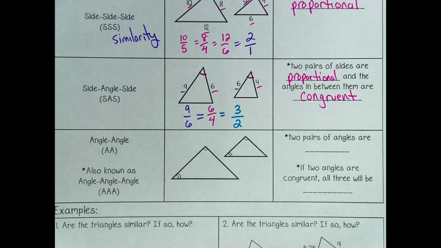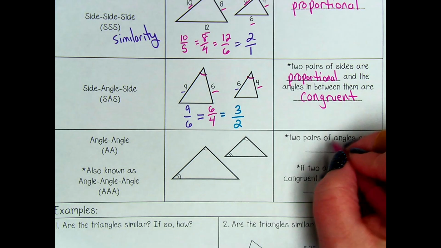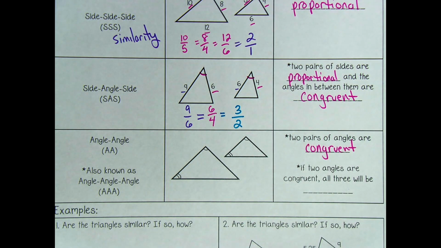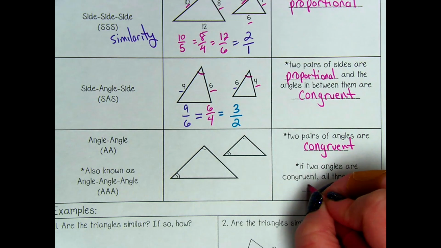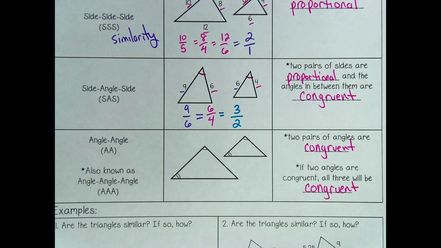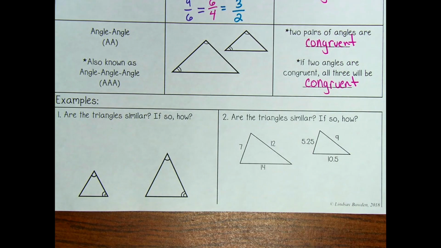And lastly, one that we didn't use for congruence is angle angle. Notice sometimes it's referred to as angle angle angle, but you really only need to know 2 of the angles. So if 2 pairs of angles are congruent, then we can use angle angle. Because if 2 angles are congruent, all 3 of the angles will be congruent because they add up to 180 degrees. So if we look at these examples, are these triangles similar?